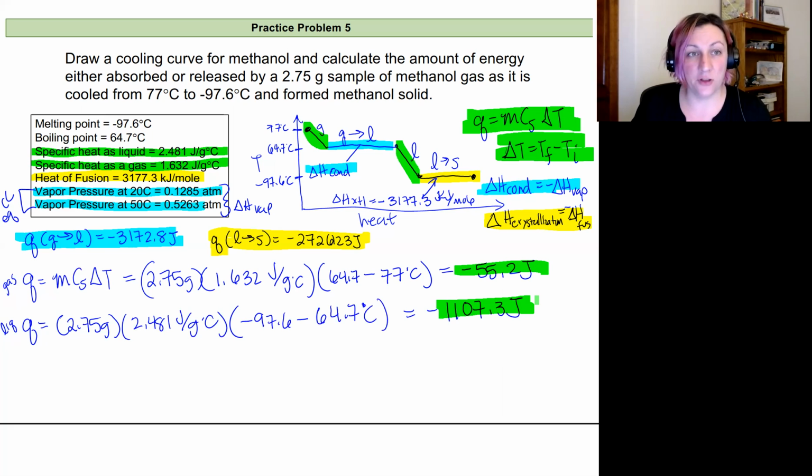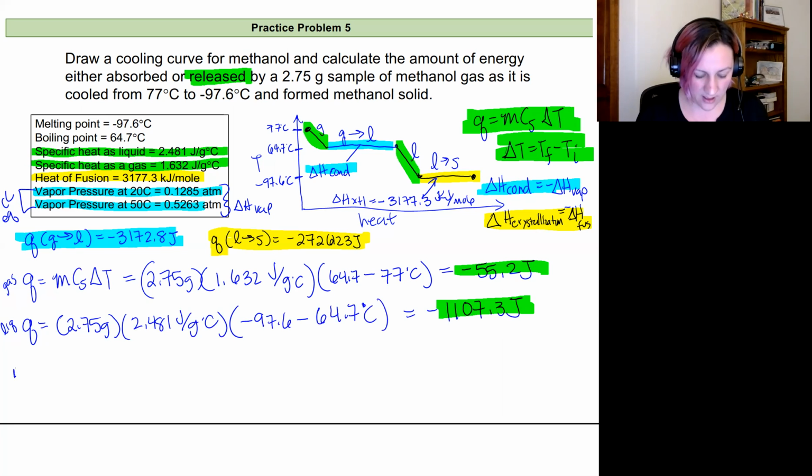All right, so now I have everything I need to calculate my final total amount of energy that is released by my system. And remember, this is cooling, so it's an exothermic process. It's going to be releasing heat. All right, so basically I'm just adding these values up. That's all I'm really doing to complete this problem.